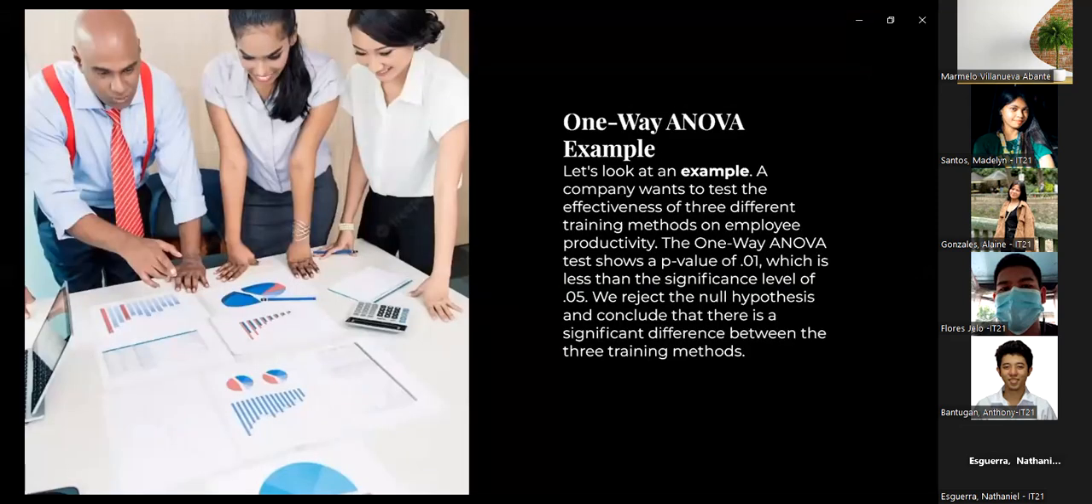Let's take a look at this example. A company wants to test the effectiveness of three different training methods on employee productivity. The one-way ANOVA test shows a p-value of 0.01, which is less than the significance level of 0.05. We reject the null hypothesis and conclude that there is a significant difference between the three training methods.